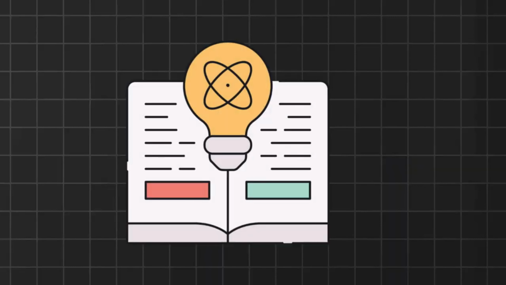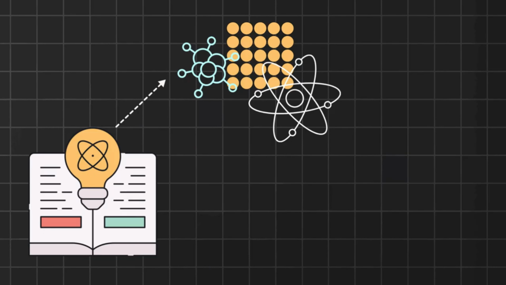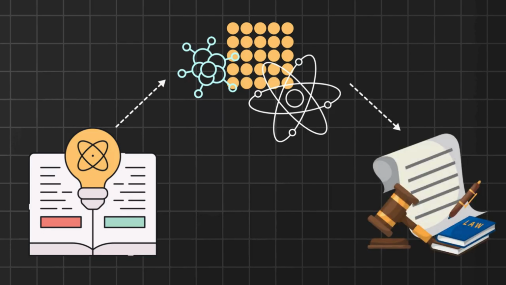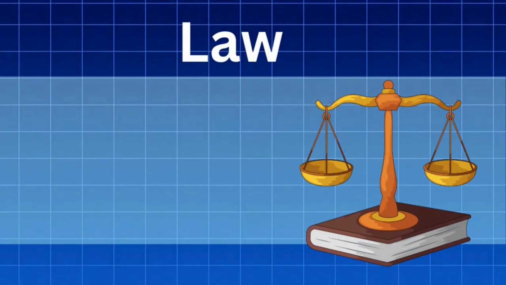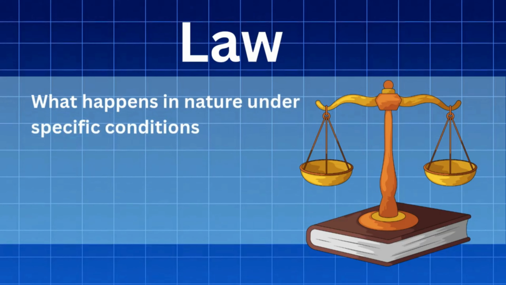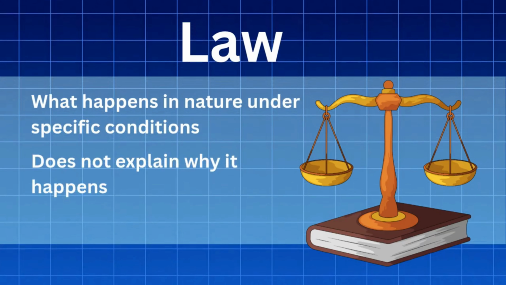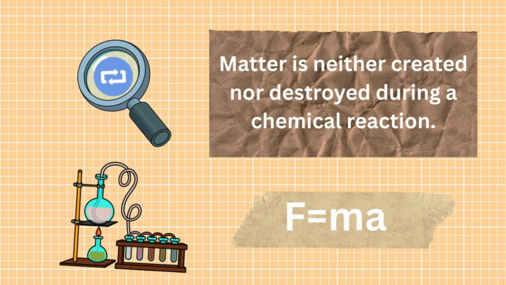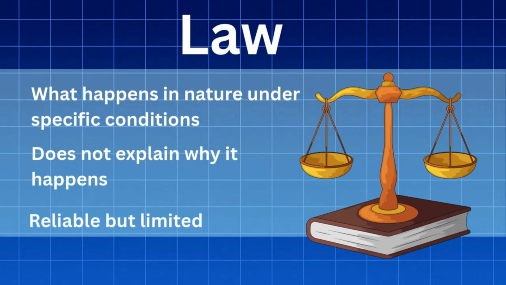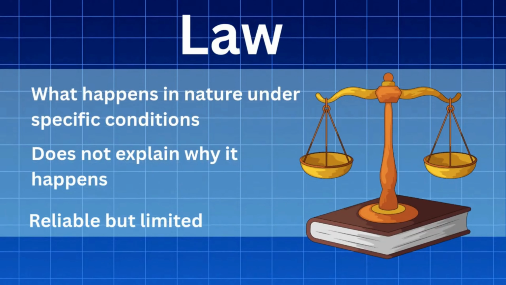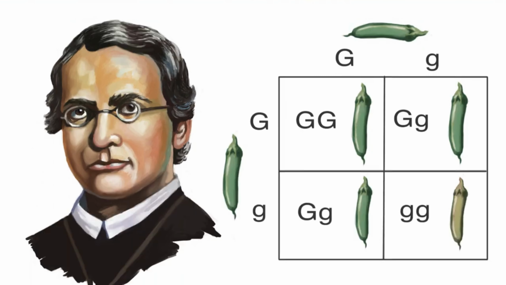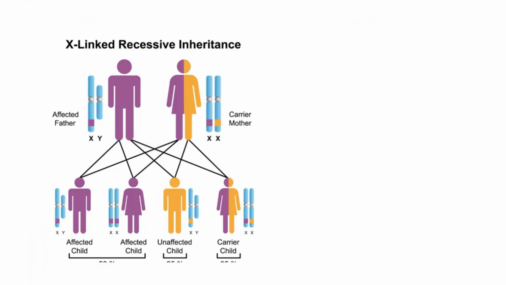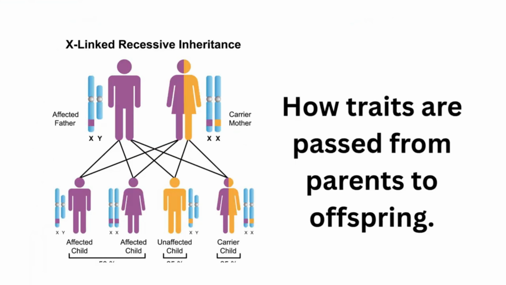When scientific explanations become well established, science also identifies consistent patterns in nature that can be described in the form of laws. A scientific law describes what happens in nature under specific conditions. It does not explain why it happens. Scientific laws are based on repeated observations and experiments and are often written as statements or mathematical relationships. They are reliable but limited, applying only where the same conditions exist. For example, Mendel's laws of inheritance describe how traits are passed from parents to offspring.